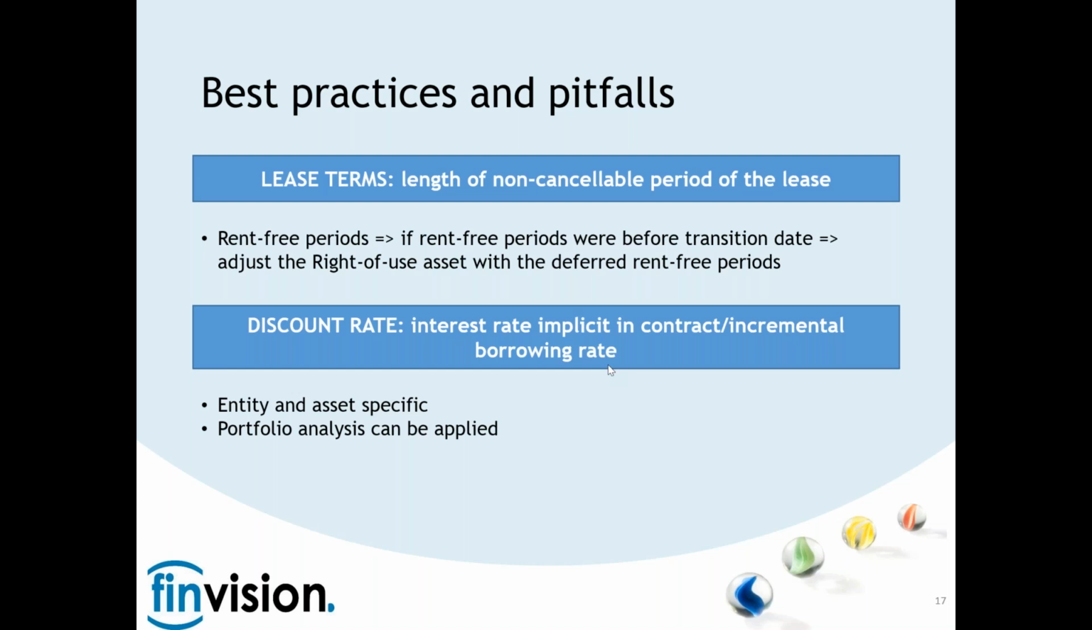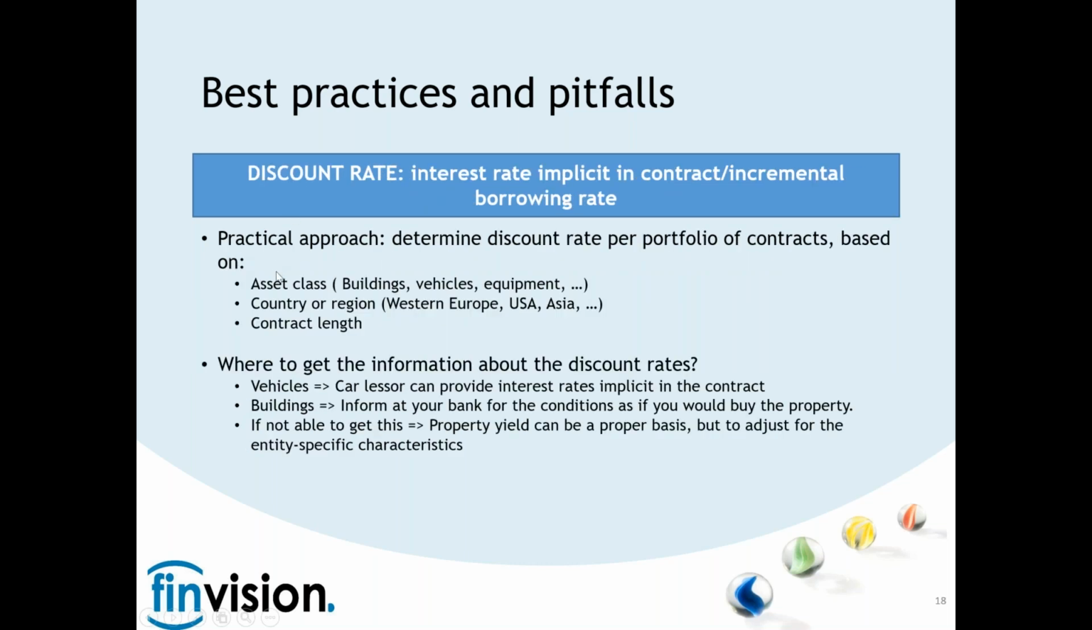But the good thing is also to know that you can apply a portfolio approach. Portfolio meaning I will use the same interest rate, for example, for all vehicles, for all car leases. But you need to do it by asset class, country, region, and also by contract length. Where can you get the discount rates for vehicles? Very often you can get it from the lessor in the contract. Sometimes it may not be there, but you may be able to estimate it, or you can also ask.